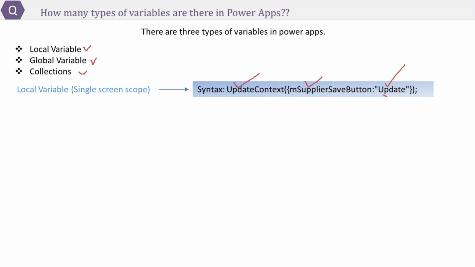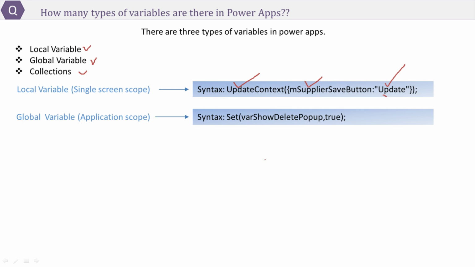The next type of variable is the global variable. A global variable is a single row variable that exists throughout all of your Power Apps and may be used on any screen. Let's see the syntax of a global variable. We can declare a global variable with the help of the Set function. Within the Set function, you just write the variable name and its value. So in this example, showDeletePopup is a variable and true is its value.